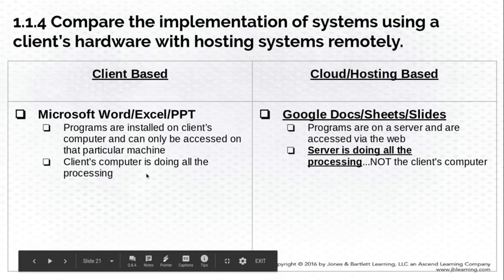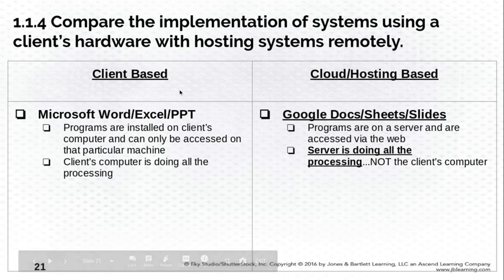Okay, so there are some examples. Again, client based: Word, Excel, and PowerPoint. These are all things that are installed on your local computer. Your computer is doing all the processing. Cloud and software as a service: Google Docs, Sheets, and Slides. Everything is online. As long as you have an internet connection, you can access it. The web server is doing all the processing, and you're just the client viewing the information.